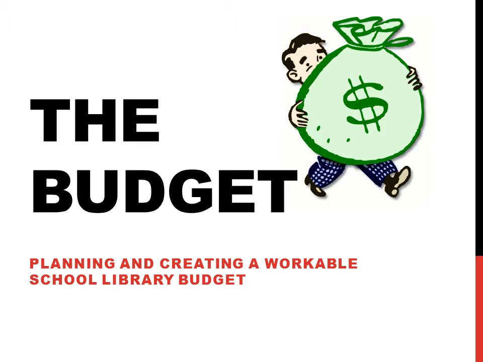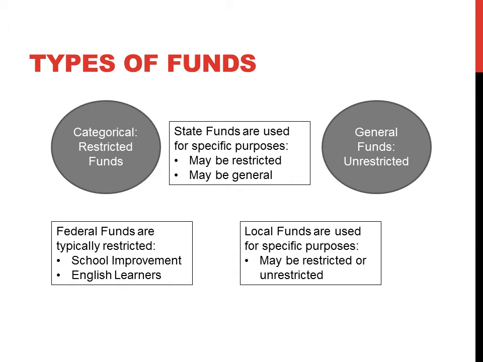This presentation is about the planning and creating of a workable school library budget. The school library requires adequate funding to establish and renew the library collection. Funds for the library are typically composed of categorical funds from the state. These funds are restricted to certain uses and/or to serve certain groups of students, for example, English language learners.